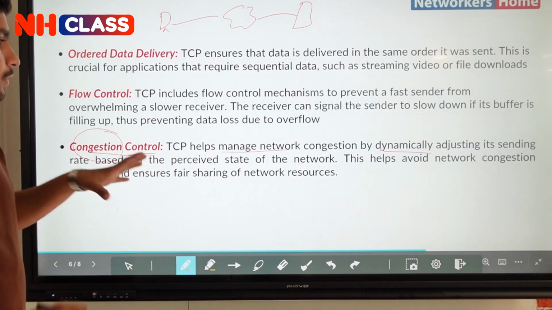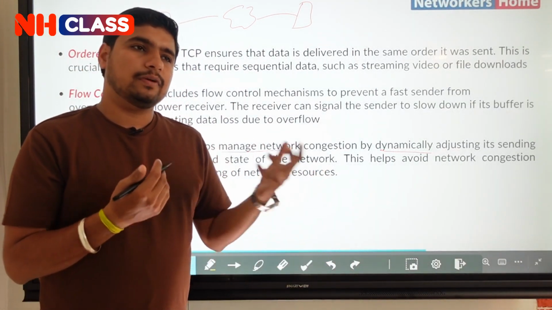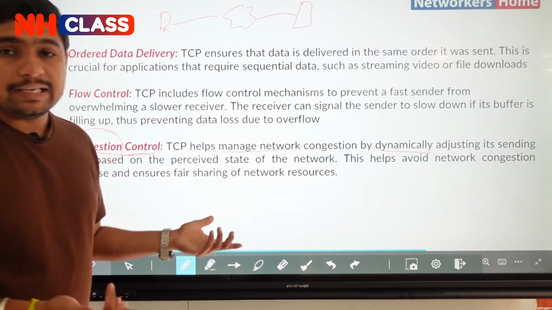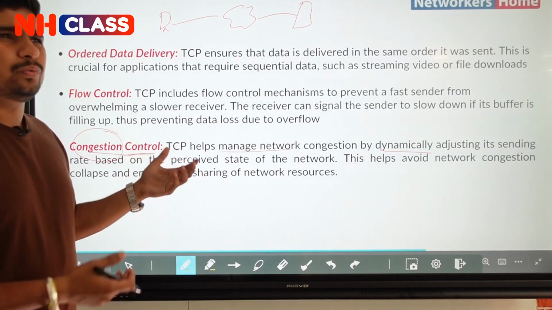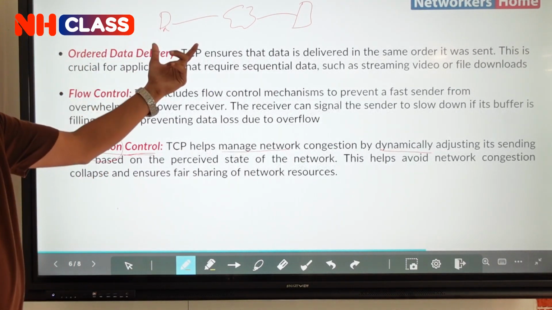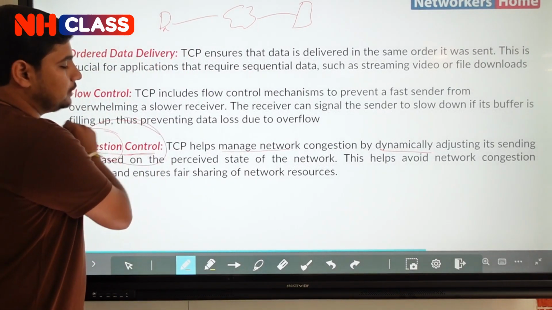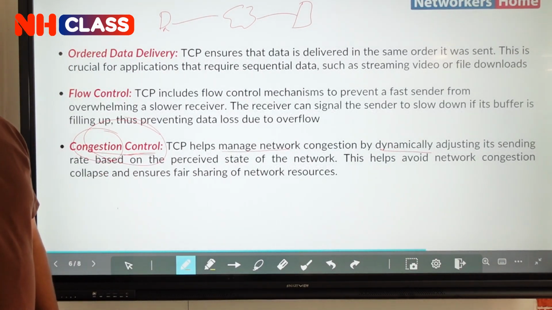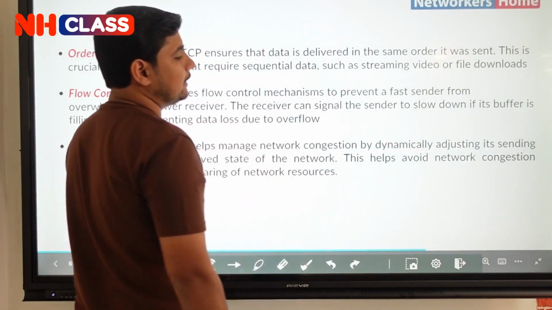I hope this is very simple. What exactly is congestion? In a real example, congestion equals traffic. Traffic jam exactly. How do you avoid a traffic jam? For that there are different options. Same in the network, when congestion happens, how to control that congestion? That mechanism is known as congestion control, and TCP provides congestion control mechanisms to us.